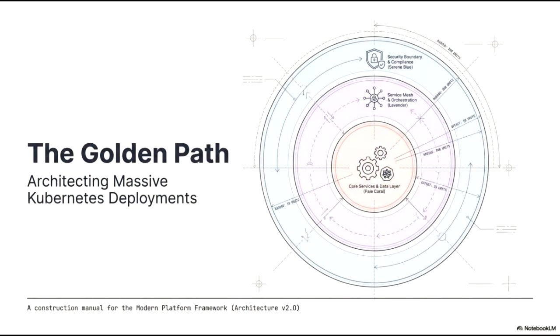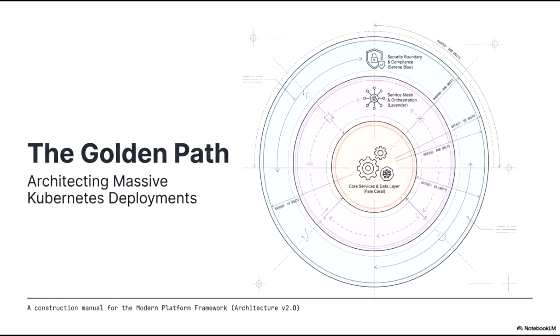We are here to explore the Golden Path, a comprehensive strategy for architecting massive Kubernetes deployments. This presentation serves as a construction manual for the modern platform framework, specifically highlighting our updated architecture, version 2.0.